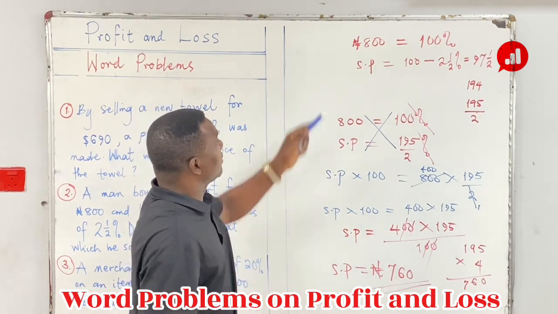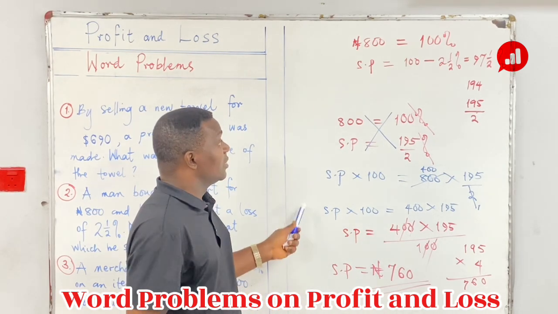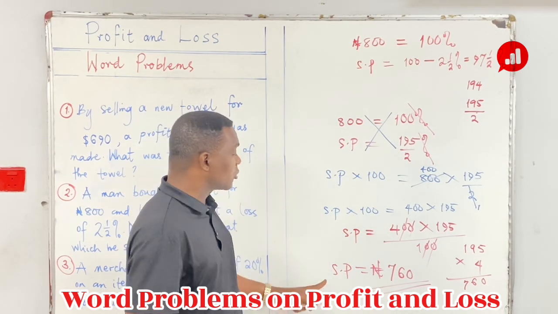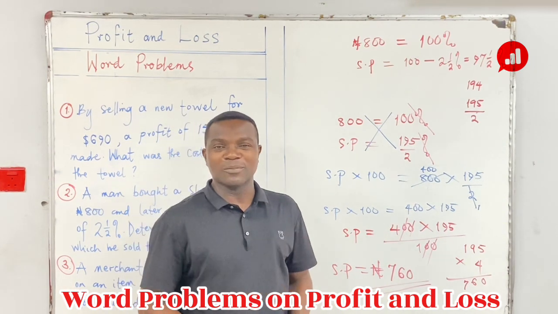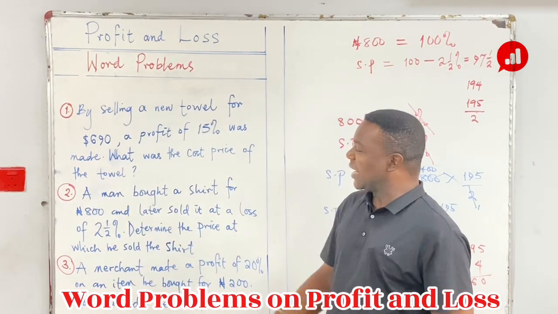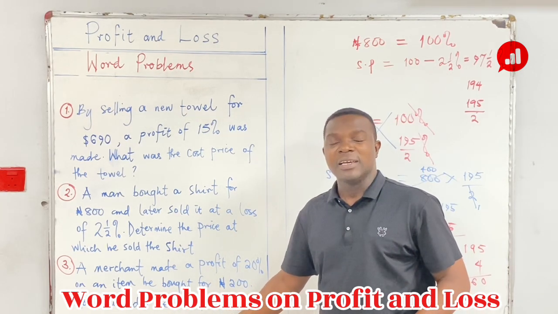You can see that the cost price is 800. The selling price is lower. So the person dealing in this business is actually making a loss. So this is the end of word problems on profit and loss. I leave you to do the third question and provide your answer in the chat box.